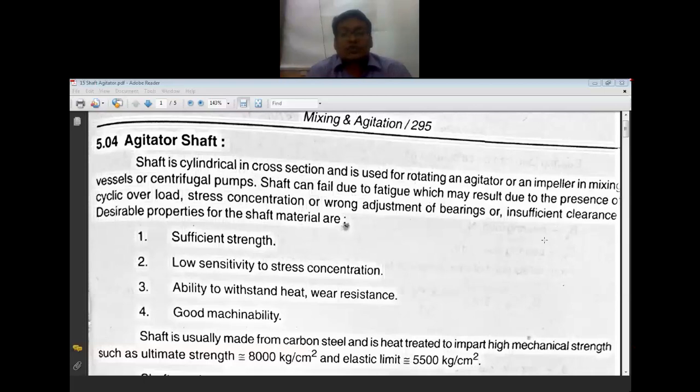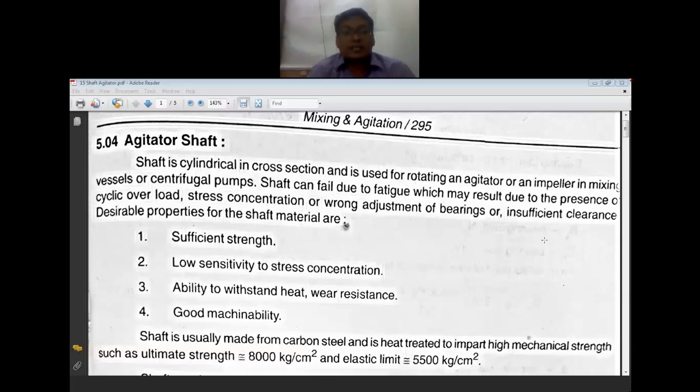Then next is stress concentration or wrong adjustment of the bearing. That means the bearing is not properly adjusted. The shaft and the bearing should be properly adjusted. If not, the stresses are concentrated at one particular point in the shaft, and from there the shaft can break. Or there is insufficient clearance: between the bearing and the shaft there should be a certain clearance, so that the shaft is not cut or damaged. So these are the probable reasons for shaft failure.